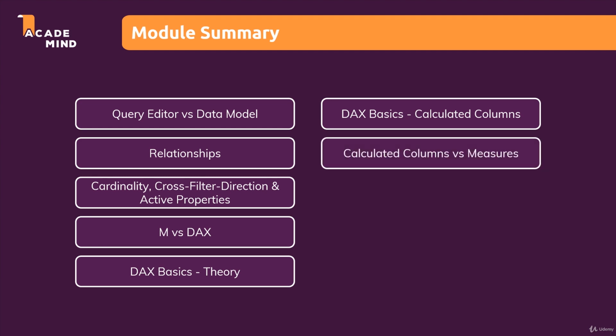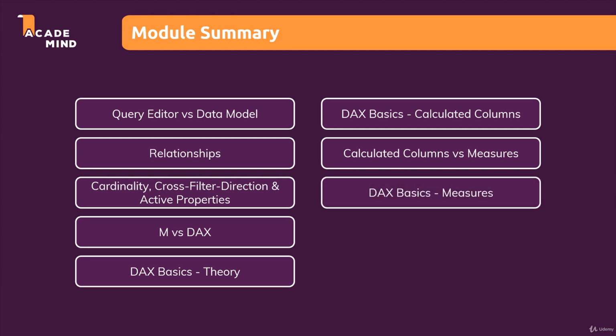After that, we had a look at the difference between calculated columns, which return values for each single row inside our table, and measures, which return a single value in the end, which we will use in our visuals later on. Based on that, we had a look at the DAX basics now from the perspective of measures. Specifically, we had a look at the sum function, for example, and we learned important core concepts like calculate and filter and how these functions can be combined.